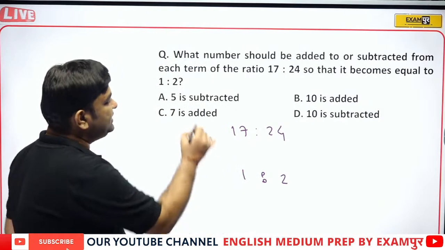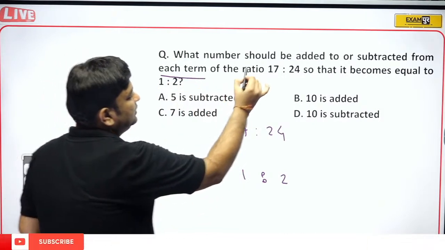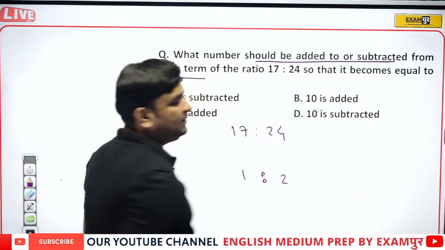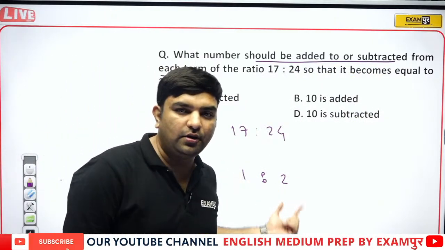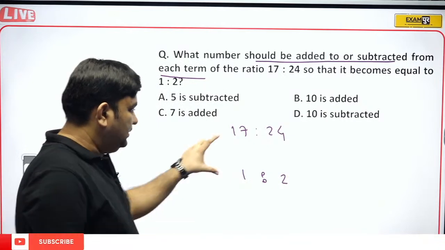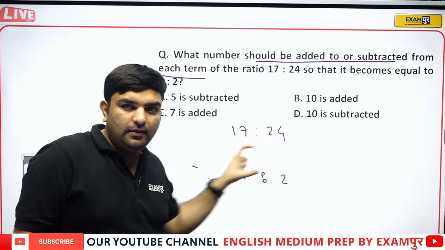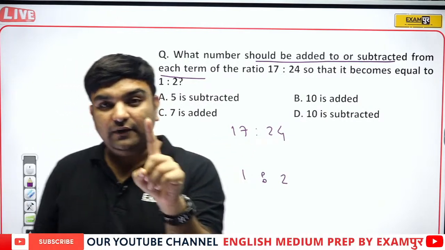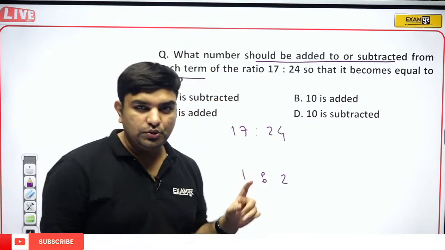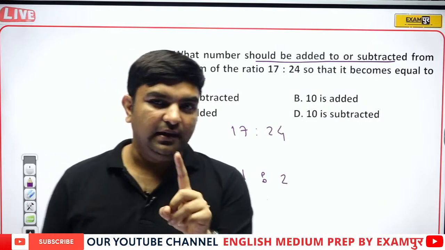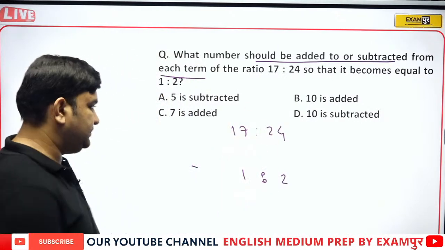And the condition is that the same number is subtracted or added to each. This difference should be the same. If there is even a single condition, we can make the ratios equal. Now we can balance the ratios.